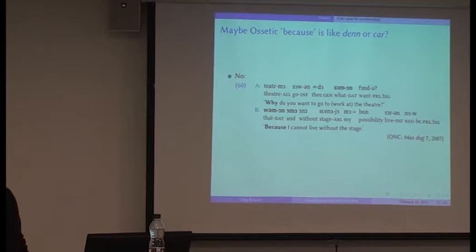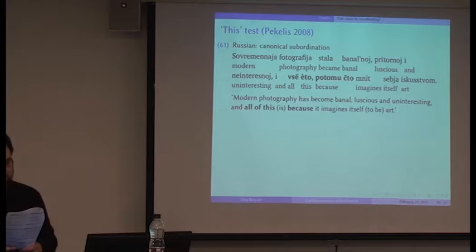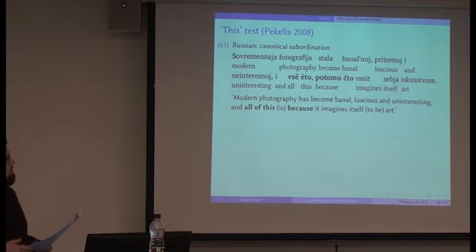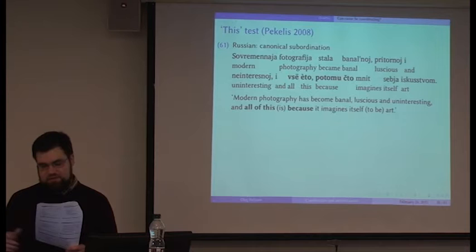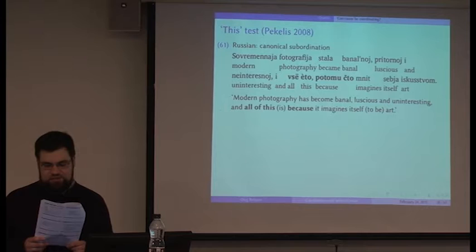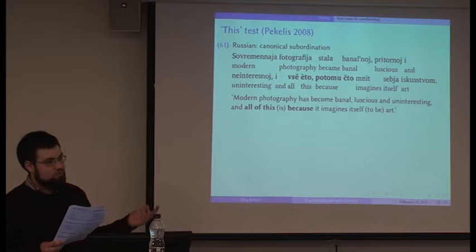Another criterion which shows that they are not scopeless is the test which has been proposed for Russian in Pekelis 2008, which is a cleft-like construction where preposing a demonstrative pronoun before the subordinate clause is possible but not before the coordinate clause. So in 61, "Modern photography has become banal, lurid, and uninteresting, and all of this because it imagines itself to be art." This is possible with subordination in Russian, but a similarly built construction is impossible for coordination.